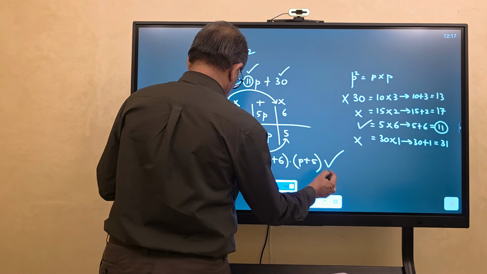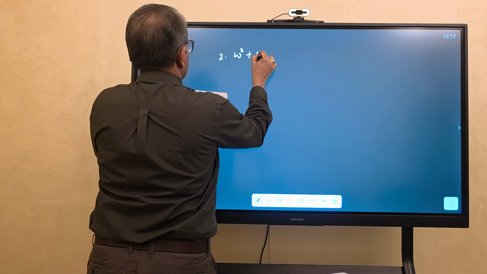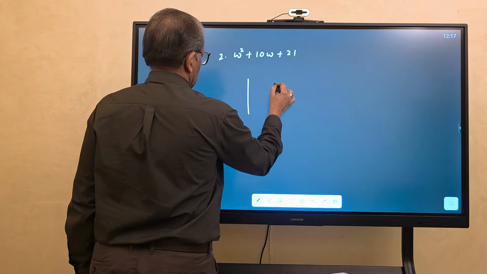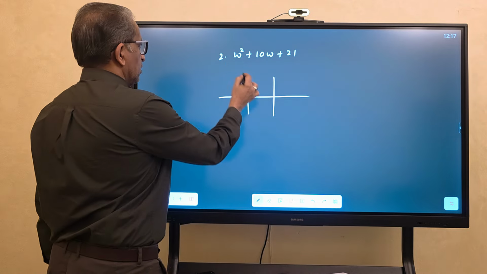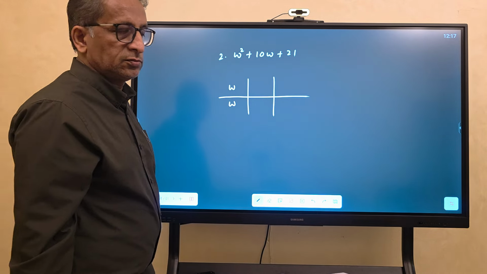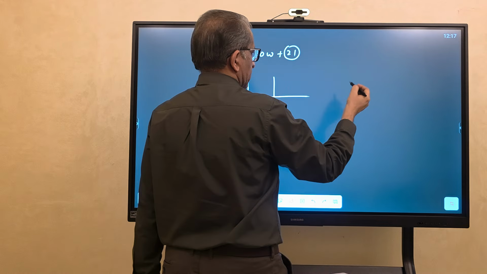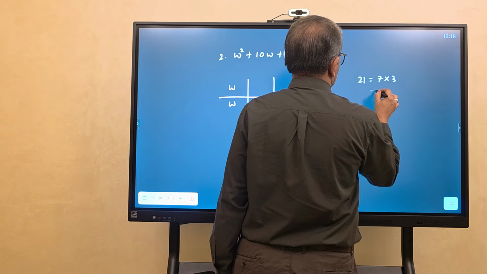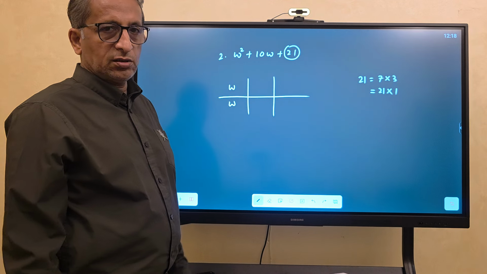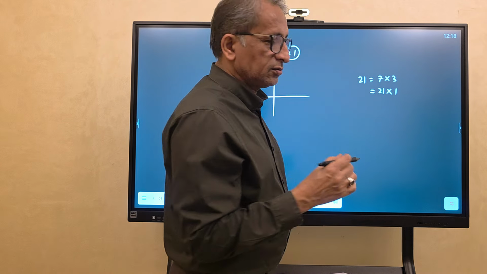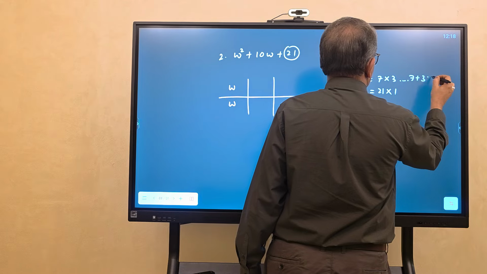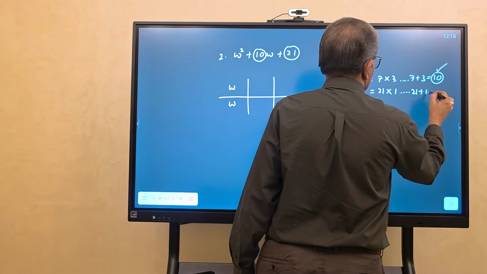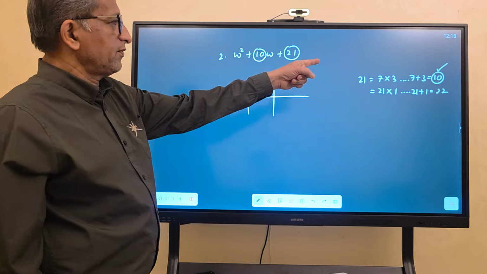Number 2: w square plus 10w plus 21. Again, 3 columns, 2 rows. The factors of this are w and w. Now I will find the factors of 21. What are the possible ways? 7 into 3, 21 into 1. Is there any other? No, only 2 possible. One I will select, one I will reject. How? I will add these. 7 plus 3, how much? 10. I will select this because the middle term is 10. I will reject the other because 21 plus 1, which is 22, is not there. Therefore, I will select the first one.